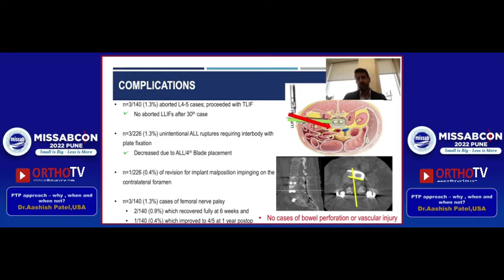The good news is I had no cases of bowel perforation or vascular injury, which is also highly concerning when doing these cases. So make sure that you have comfort with this approach before you start doing it in the prone position.